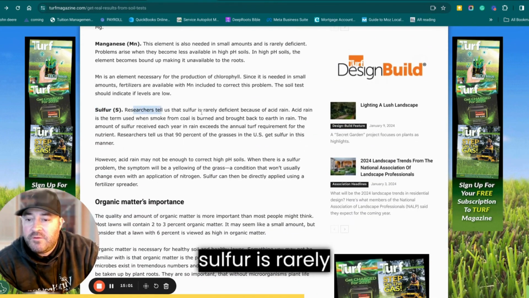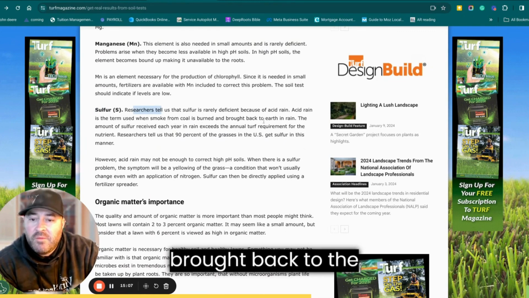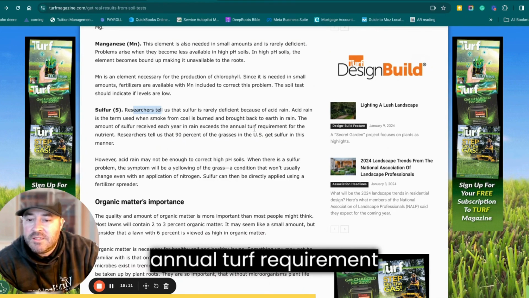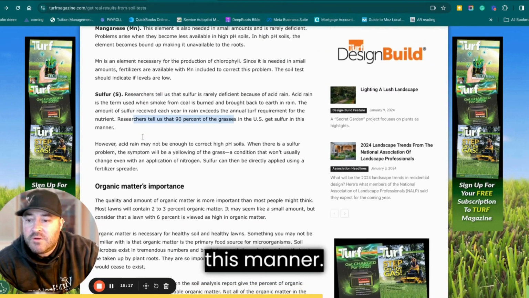Researchers tell us that sulfur is rarely deficient because of acid rain. Acid rain is a term used when smoke from coal was burned and brought back to the earth in rain. The amount of sulfur received each year in the rain exceeds the annual turf requirement for the nutrient. Researchers tell us that 90% of the grasses in the U.S. get sulfur in this manner.